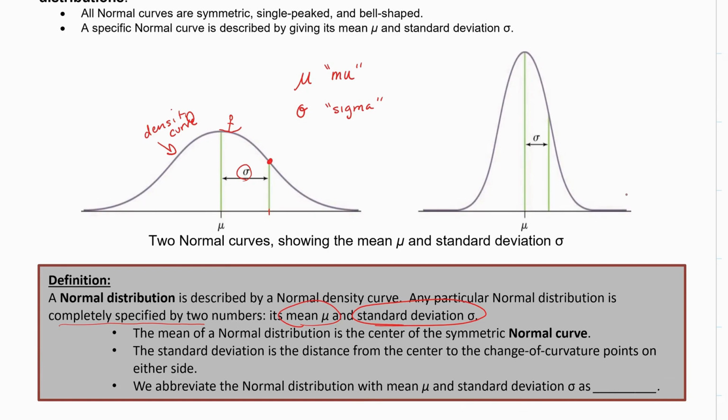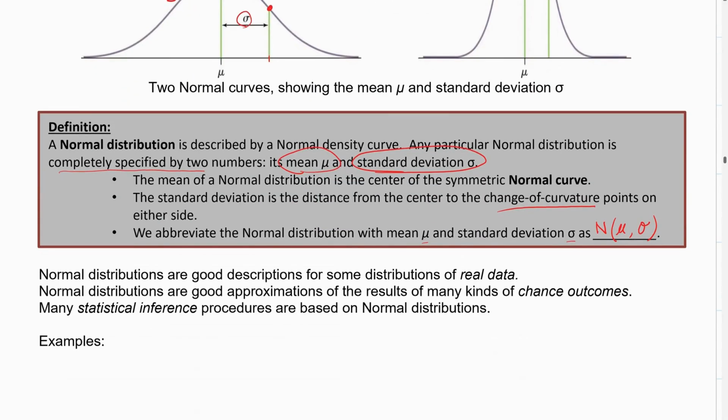It's symmetric. The change in curvature points are on each side and are exactly one standard deviation away from the mean. And we have a shorthand for describing a normal distribution with mean mu and standard deviation sigma. We use the uppercase letter N, parenthesis, and whatever the mean is, we put it in first, then a comma, and then the standard deviation second. That's our shorthand for writing a normal distribution with this mean and this standard deviation.